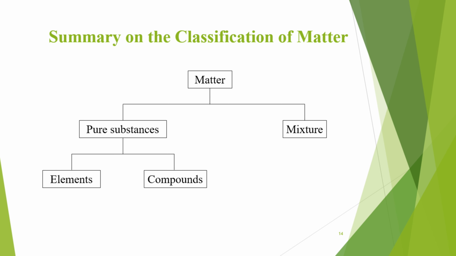This is a summary of the classification of matter. Matter is separated into two categories, pure substances and mixtures. Pure substances are divided into two parts, elements and compounds.